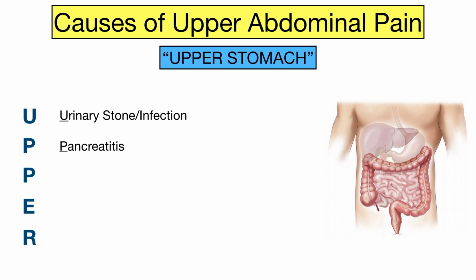The first P stands for pancreatitis. This will help you remember pancreatic causes, such as inflammation of the pancreas called pancreatitis, along with other pancreatic causes, such as a pancreatic mass. Typically, pancreatitis will present as upper abdominal pain radiating to the back.